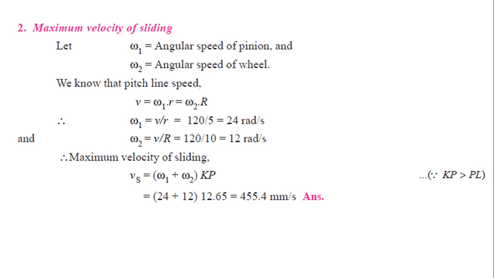Then the maximum velocity of sliding. So omega 1 is v by r, and omega 2 is also v by r. If you solve this, you get omega 1 as 24 radians per second and omega 2 as 12 radians per second, and the velocity value, omega 1 plus omega 2 into KP, if you take it in millimeters, you get 455.4 millimeters per second. Are you getting the same answer?